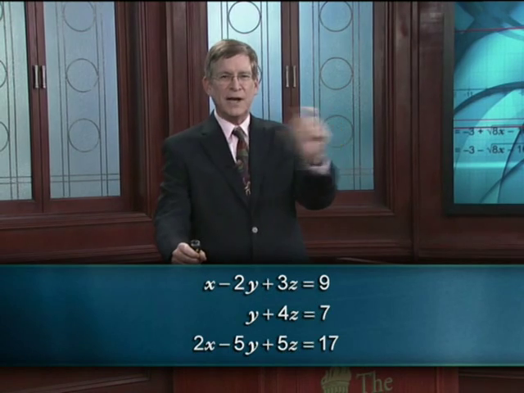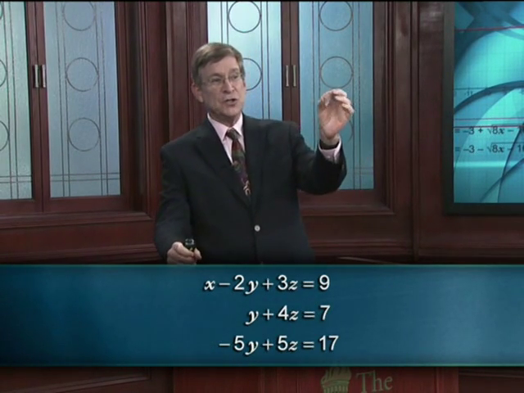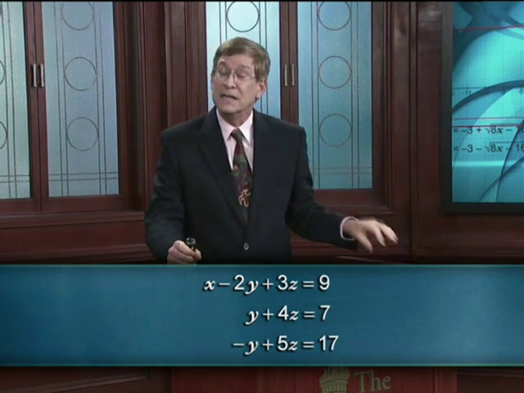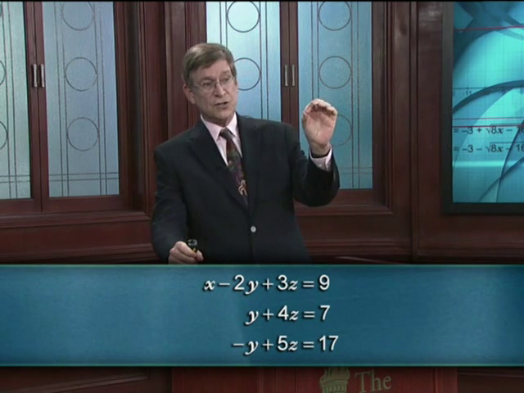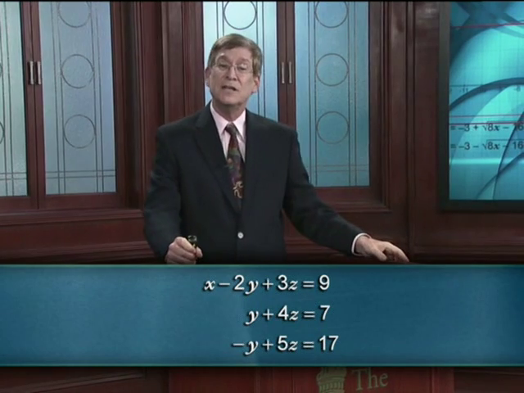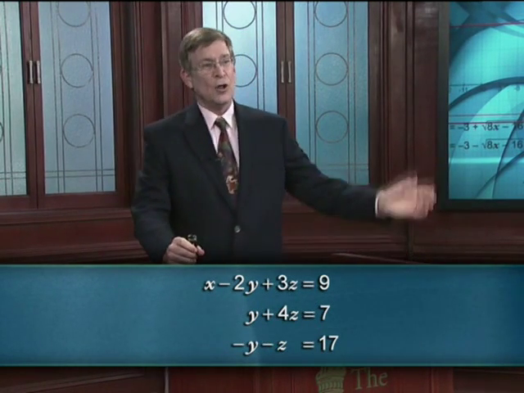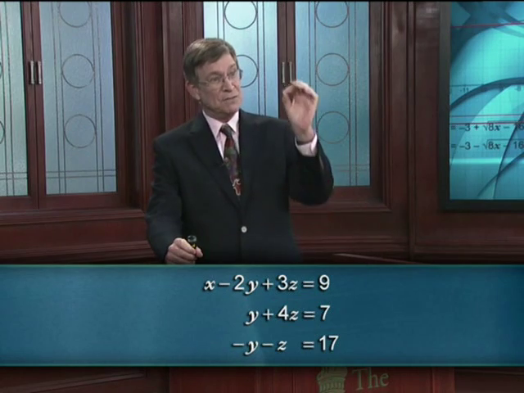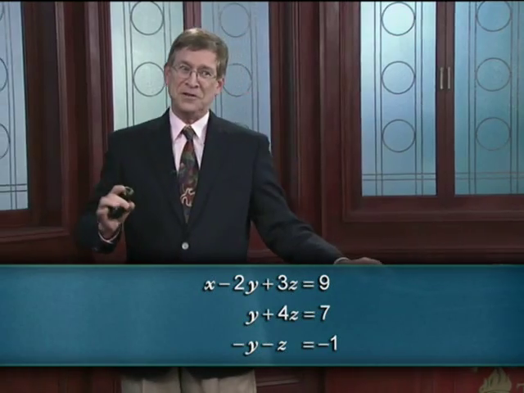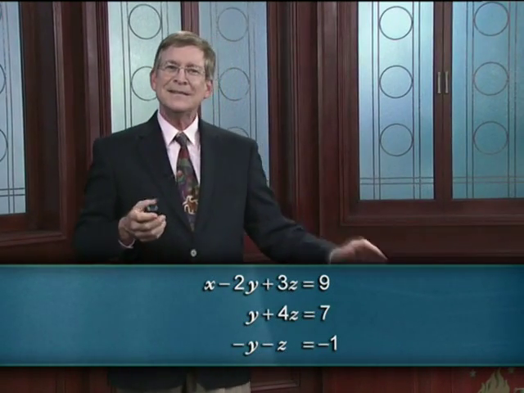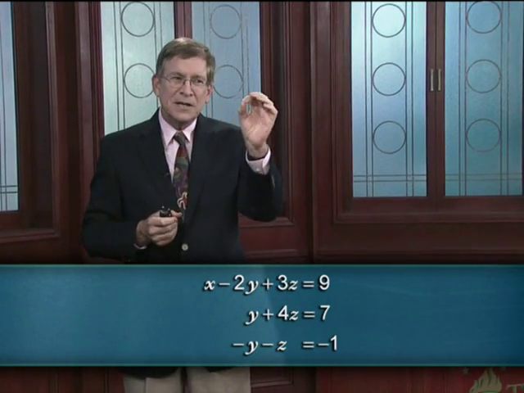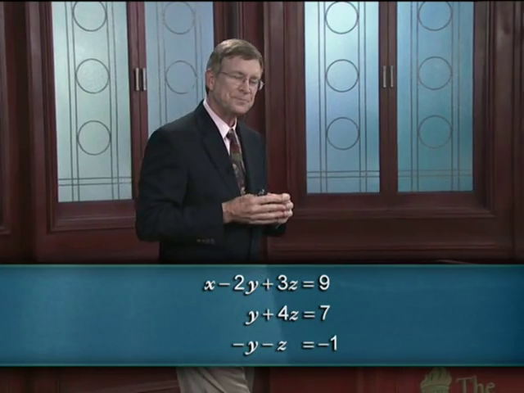Minus 2x plus 2x, goodbye x. Minus 2 times minus 2y is 4y, minus 5y leaves minus y. And now let's do the z's. Minus 2 times 3z is minus 6z plus 5z. That leaves minus z. The right-hand side, minus 2 times 9 is minus 18 plus 17 is minus 1. Whew, a lot of arithmetic. But look what we have here. This is a much better looking system than we started with. The x's have been eliminated in the second and third equations.